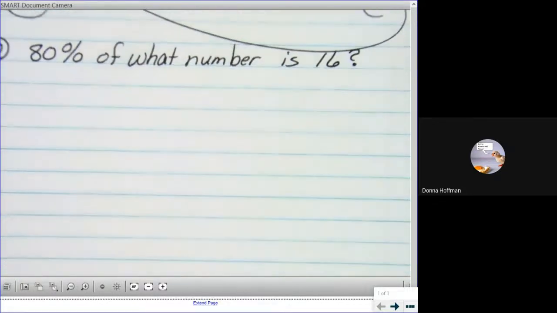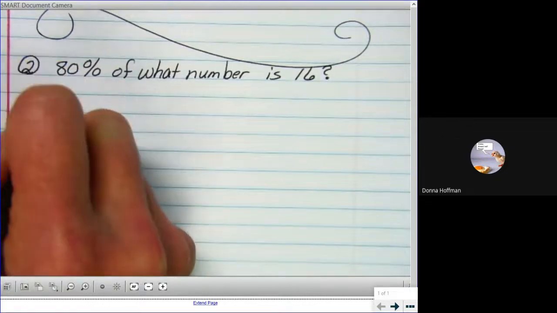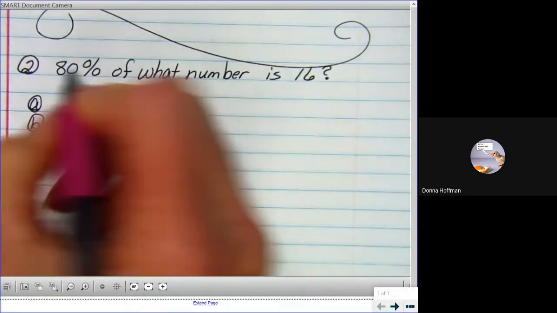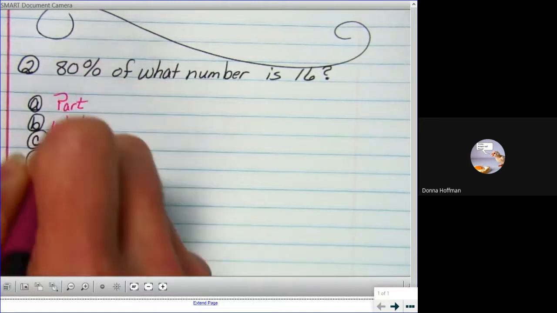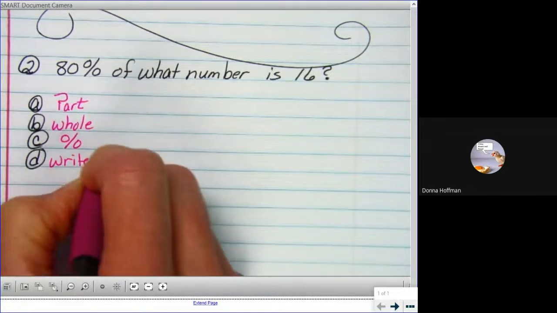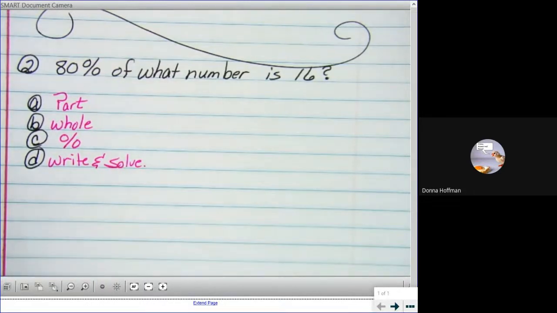Okay. Following that same exact format, you're going to look for the part, the whole, the percent, and then you're going to write it and solve it. So based on the problem, 80% of what number is 16? What am I going to put where? What is what?